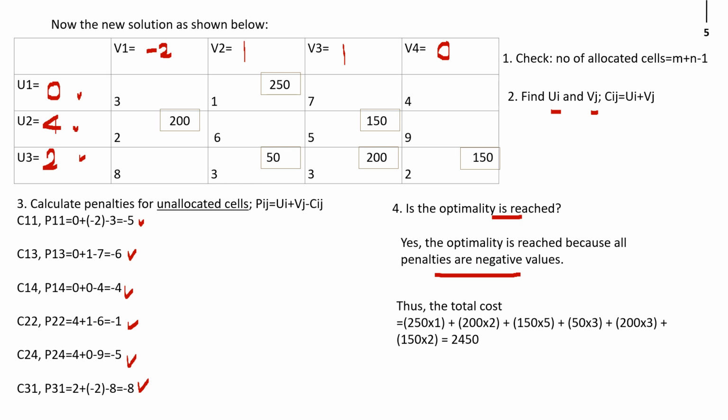Now we can calculate the total cost, which is 250 times 1, referring to this table, 200 times 2, 150 times 5, 50 times 3, 200 times 3, and 150 times 2. Thus, the total cost is 2,450. Okay, until we meet again.